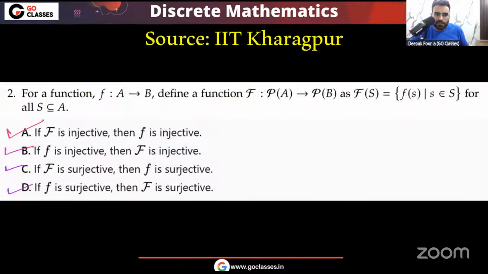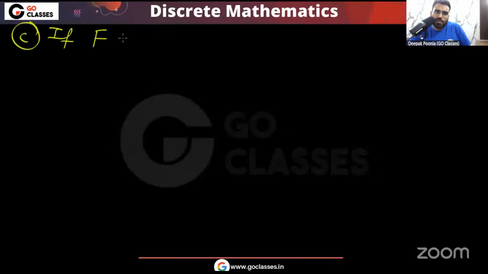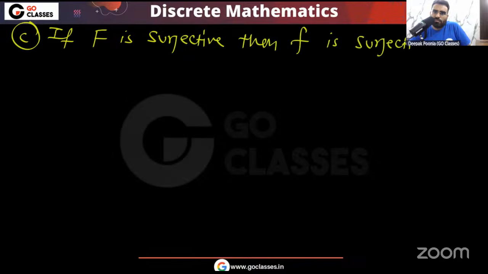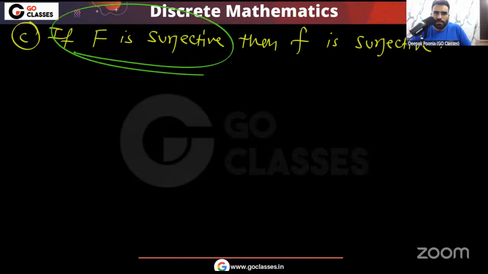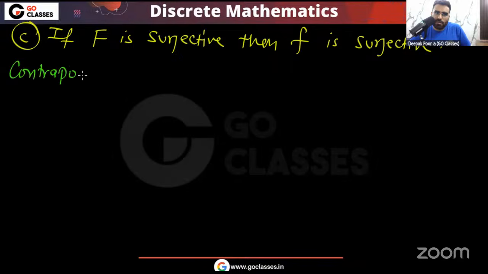Option C is saying that if capital F is surjective, then small f is surjective. Let's prove this one. Capital F is given to you as surjective. I need to prove that if this happens, then small f also will be surjective. To prove this, what do you do? You just prove the contrapositive. Let's find the contrapositive of option C.